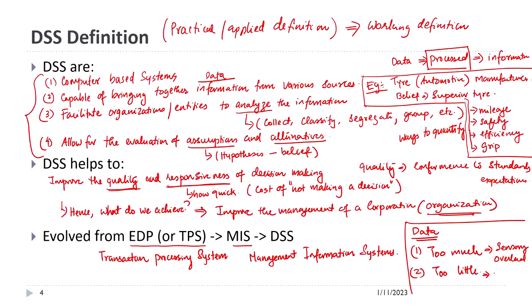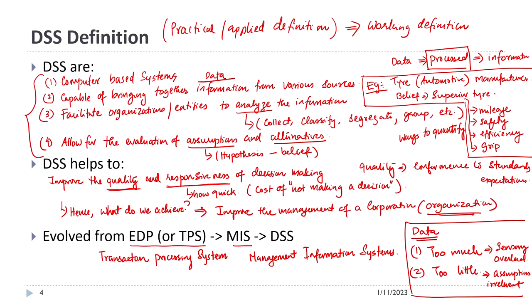When you have too little data, you make assumptions that you can't verify, or irrelevant assumptions, and then make suboptimal decisions as part of it. So for us, whether the data comes too much or too little, the decision support system is supposed to handle both scenarios with equal capabilities.